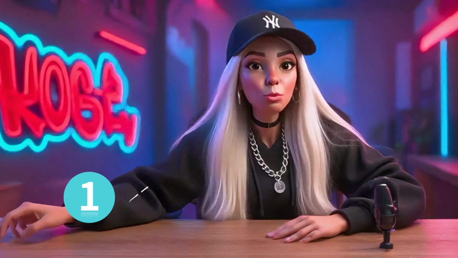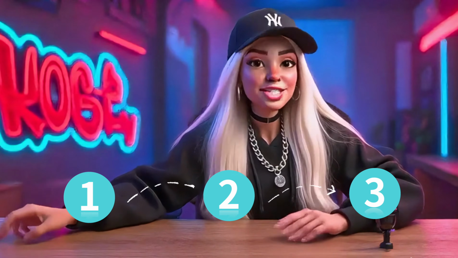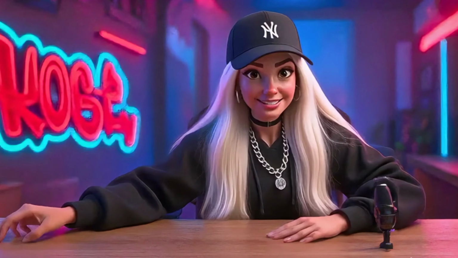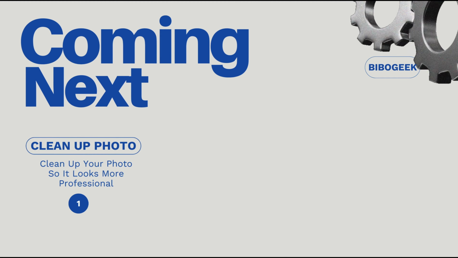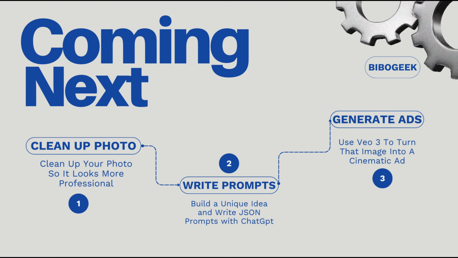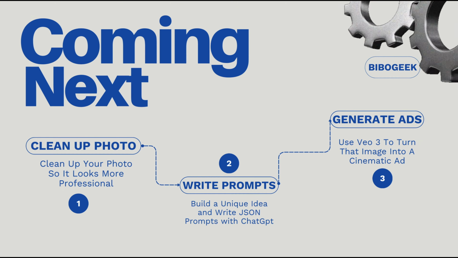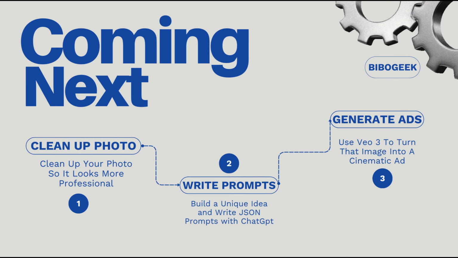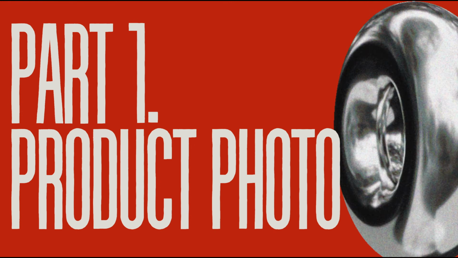All right, before we jump in, let me quickly walk you through the whole process so you can see just how simple it is to make an ad for your brand. First, clean up your photo so it looks more professional. Then, build a unique idea and prompt. And finally, use Veo 3 to turn that image into a cinematic ad. That's it. Let's get into the first part.